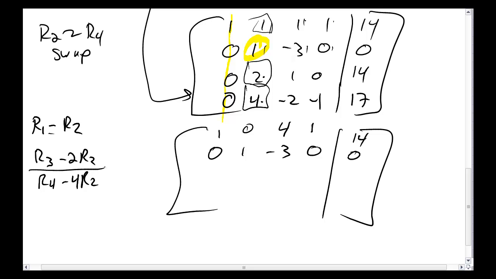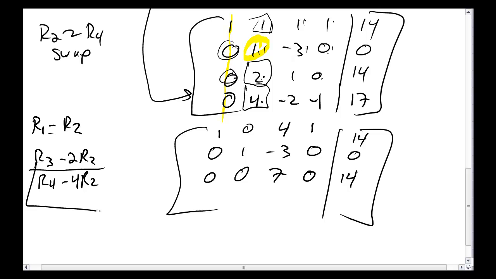Alright, let's tackle the third row. 0 minus 2 row 2 is going to give me 0. 2 minus 2 row 2 is going to give me 0. 1 minus 2 times negative 3 is going to give me 1 plus 6, which is 7. 0 minus 2 times 0 is 0. And 14 minus 0 is still just 14.